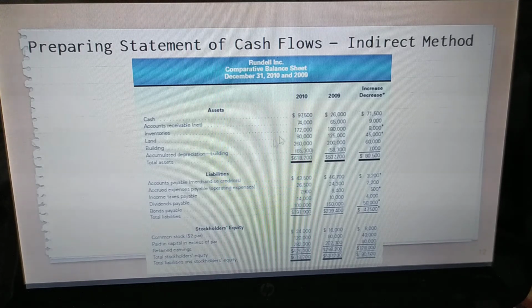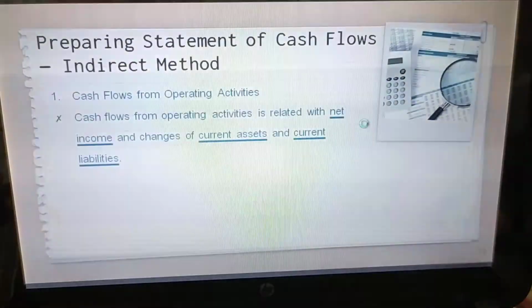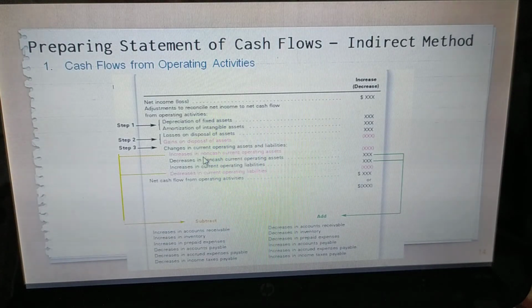So we take the difference, the increase or decrease. If an asset increases, it is minus. If an asset decreases, it is positive. Meanwhile, for liabilities, if it increases, it is positive. If it decreases, it is negative. After that, we do the net cash flow from operating activities.